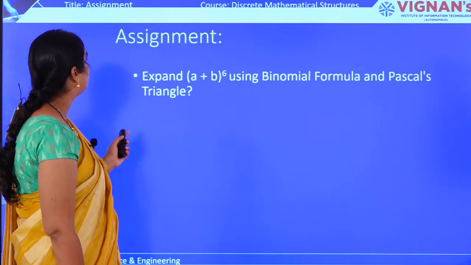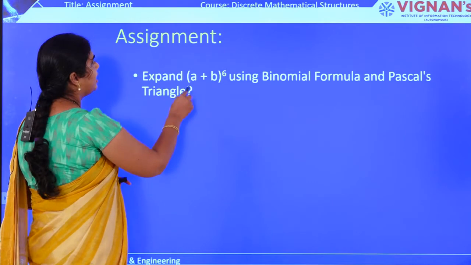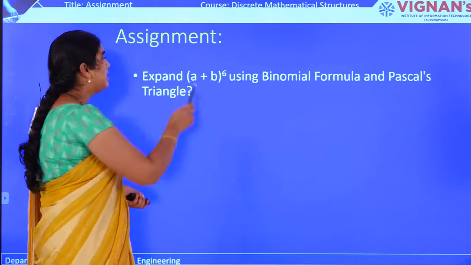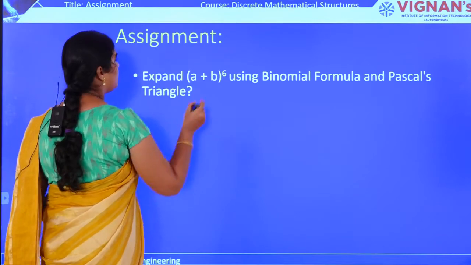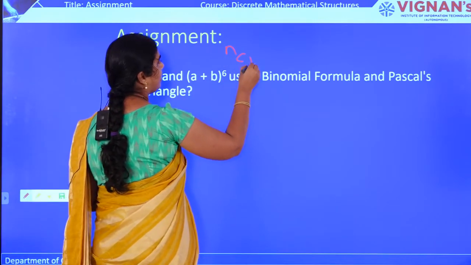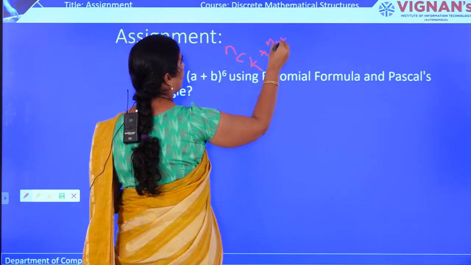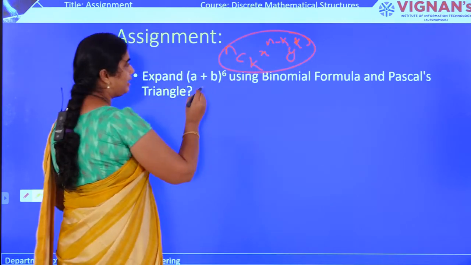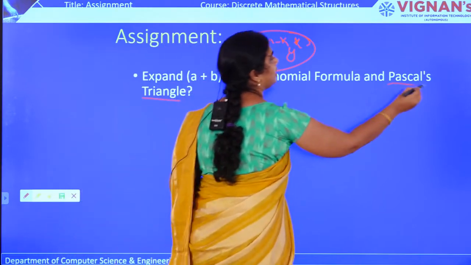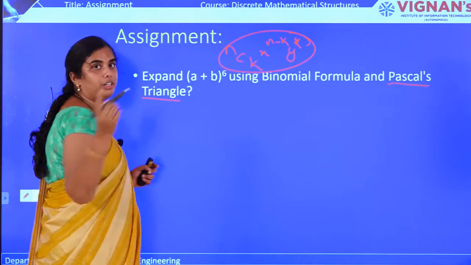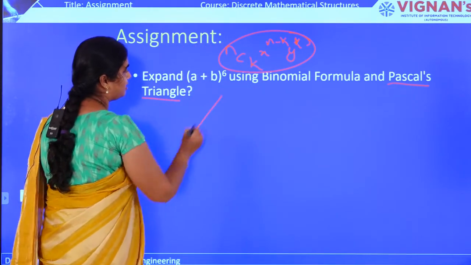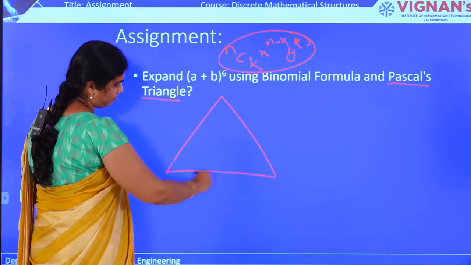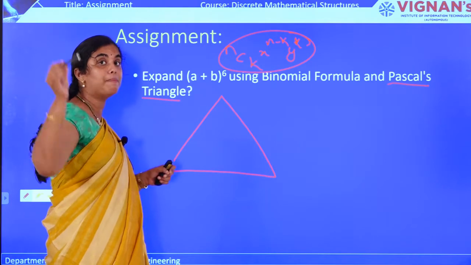Assignment, guys. See, here a plus b whole power 6, I am giving you this term. You try to expand this a plus b whole power 6 using nCk x to the power of n minus k into y to the power of k, using this formula and using Pascal's triangle. In order to derive through Pascal's triangle, first construct the Pascal triangle. Later you write the terms based on the properties.